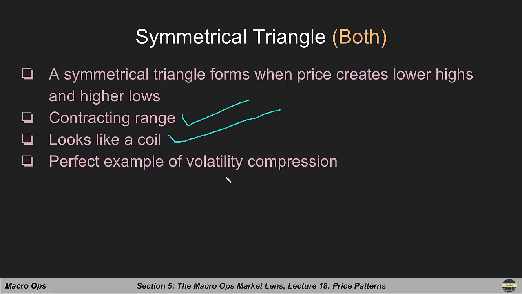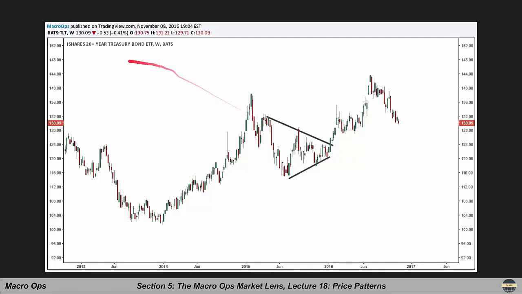This is a great example of the volatility compression that we were talking about, how the price range gets compressed and then it shoots out one way or the other and forms a trend. So here's a good example on the 20-year bond ETF from iShares. You could see how price kept coiling and coiling in a tighter and tighter range before shooting out to the upside in the beginning of 2016 and forming a very nice trend to new highs.